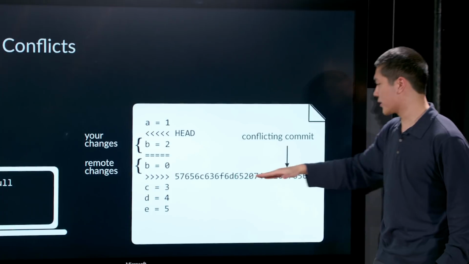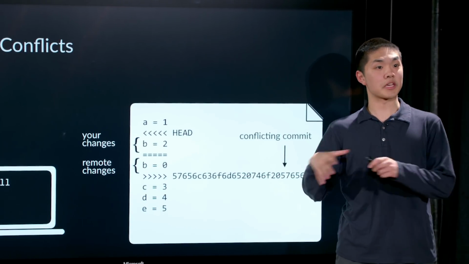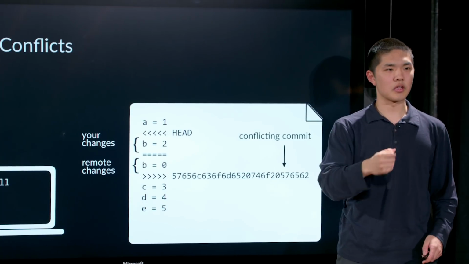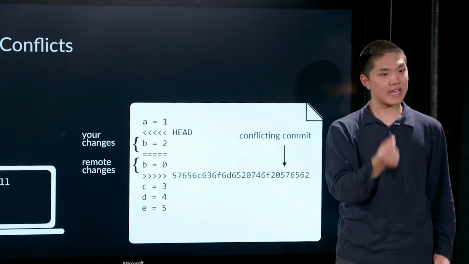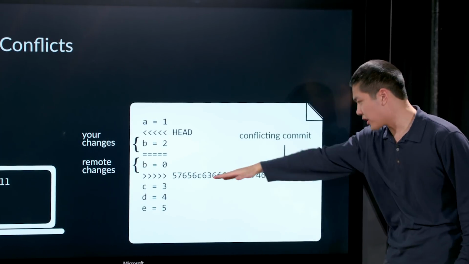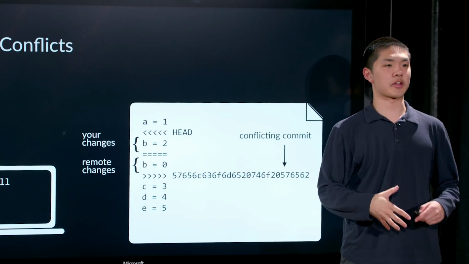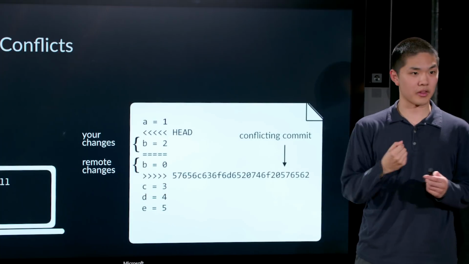And this long sequence of numbers and letters is the conflicting commit. Whenever you make a commit in Git, Git represents it using a long hash, just a long sequence of numbers and letters, so that you can uniquely identify one commit out of a series in a history of commits. And this long sequence of numbers and letters is just the name of that conflicting commit. It is that commit hash of the one that caused the conflict.